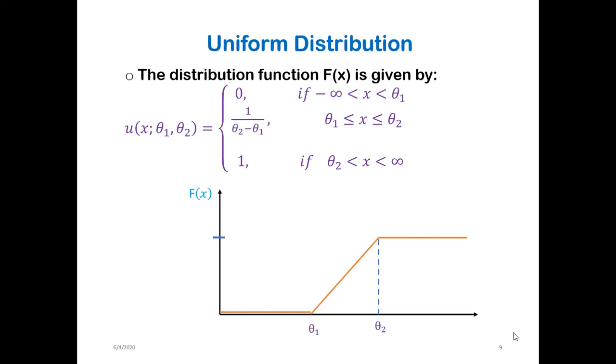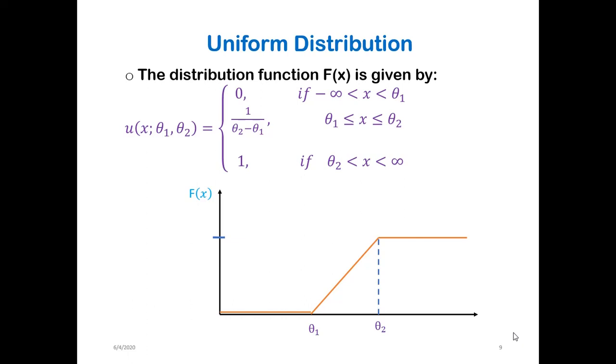our function will be equal to 0 if and only if, for all values of x which are less than theta 1, it means from theta 1 to negative infinity. And our function will always equal 1 if we substitute any value which is beyond the upper limit, which is theta 2.